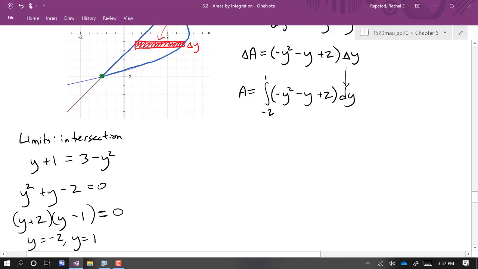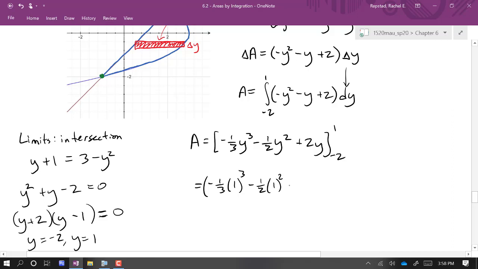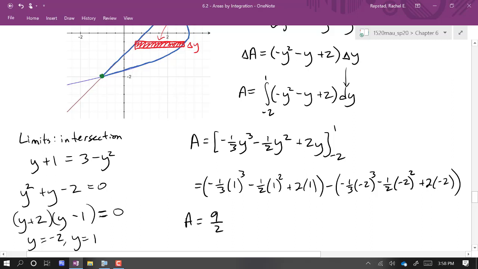Now the definite integral is finished, right? So we can evaluate. Negative 1/3 y cubed minus 1/2 y squared plus 2y from negative 2 to 1. I'm going to plug in the upper limit, and then subtract what I get when I plug in the lower limit. And now if you throw this expression in the calculator, you should get 9/2. Again, I guess I was a fan of that result when I wrote up these examples.